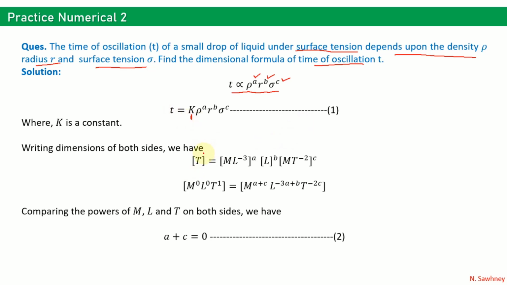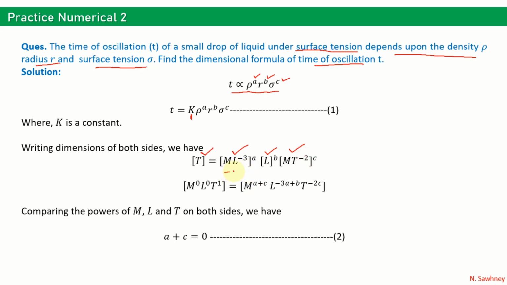T is time, so it is written in square brackets as capital T. Rho is density, and density is mass upon volume, so it can be written as ML⁻³, raised to the power a. Radius is length only, and surface tension is MT⁻².